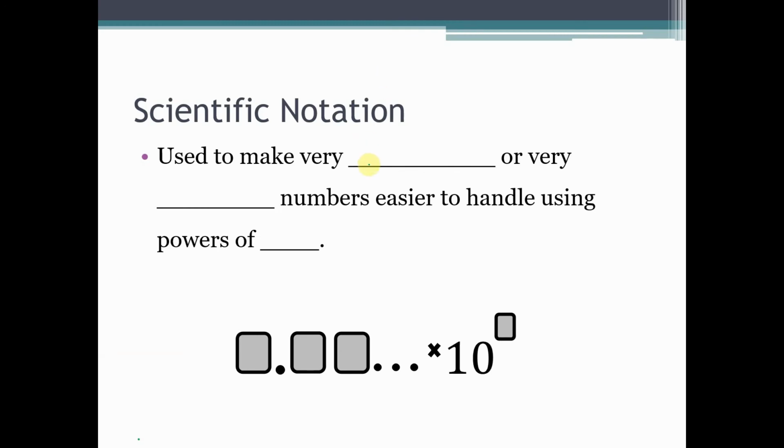The purpose of scientific notation is actually not to make your life harder. We use it to make your life easier by making very small or very large numbers easier to handle by using powers of 10. So remember, when something is written in scientific notation, it's going to be in this general form: some number times 10 to the some other number. And we're going to talk about how to fill in these blanks here.